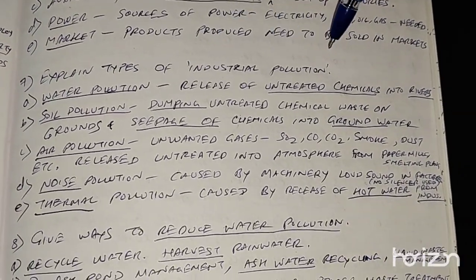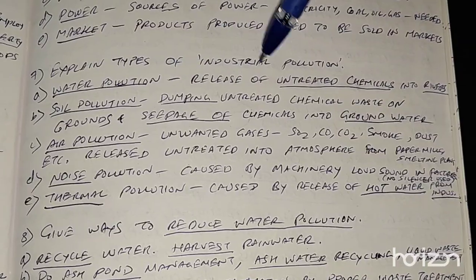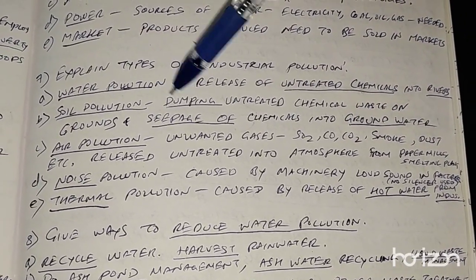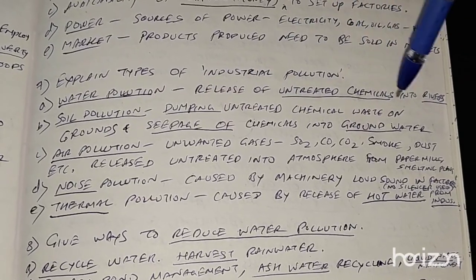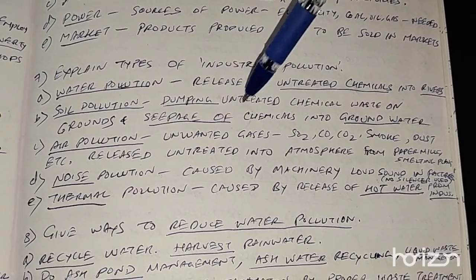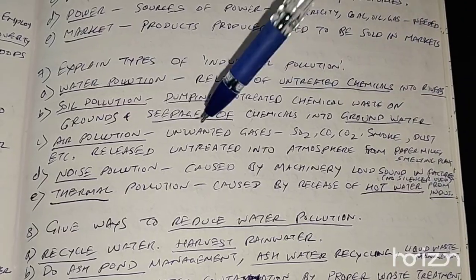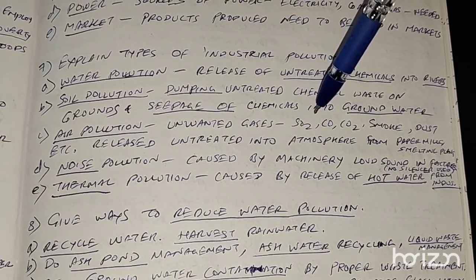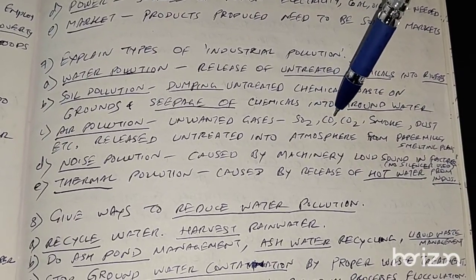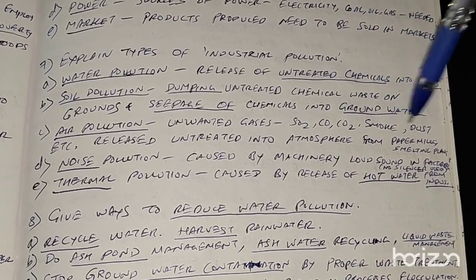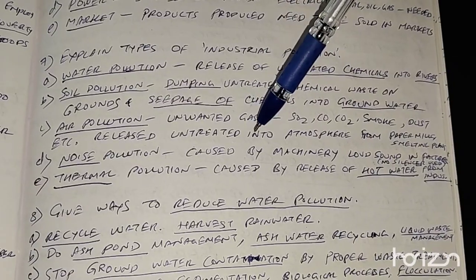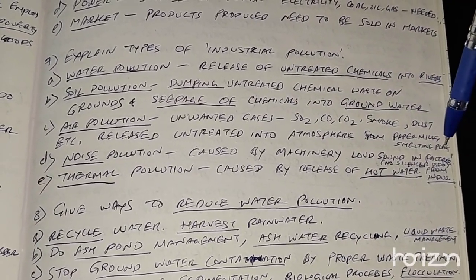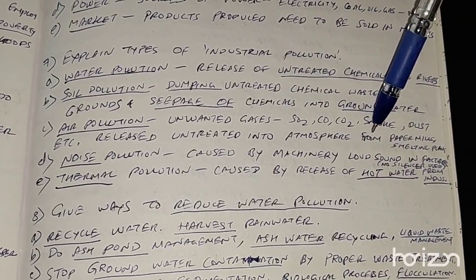Explain types of industrial pollution. Water pollution is the release of untreated chemicals into rivers from factories. Soil pollution is dumping untreated chemical waste on grounds, and the seepage of chemicals into groundwater. All this is soil pollution. Air pollution is unwanted gases, SO2, sulfur dioxide, CO, carbon monoxide, CO2, carbon dioxide, smoke, dust, etc., released in an untreated manner into the atmosphere from paper mills and smelting plants. So this is air pollution.